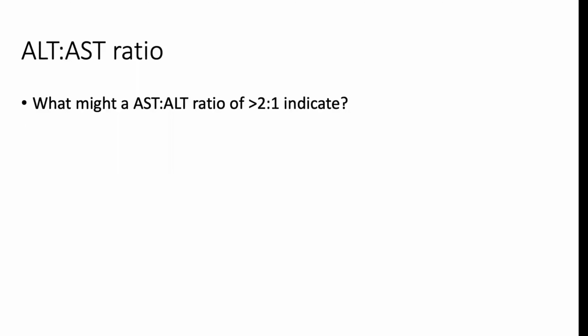So going on to the ALT-AST ratio. So either pop it in the chat or you can unmute yourself. So what might an AST to ALT ratio of more than 2 to 1 indicate?